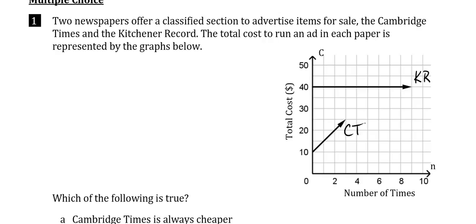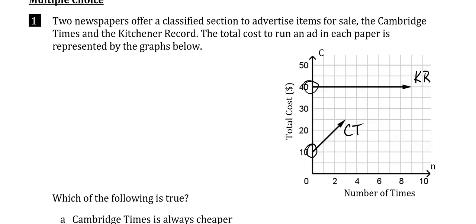So the part of linear relations that you're good at is figuring out the formula for each. Now in this case, I'm not sure we actually have to do that. But if you did, you could find the initial value of each of them, right? So there's the initial value of one and there's the initial value of the other. And then the rate of each. What's the rate of the Kitchener Record? What's the rate?